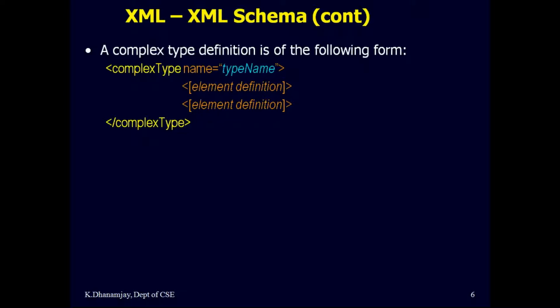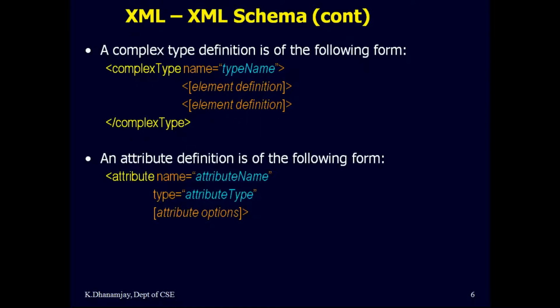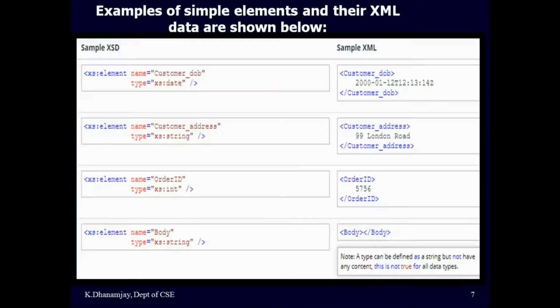Okay, we have to specify the name. And what about the attribute definition? This is an attribute definition, which has the following form: attribute, then the name of that attribute, name and type, and here attribute options. Okay, so examples of simple elements and their XML data are shown below.